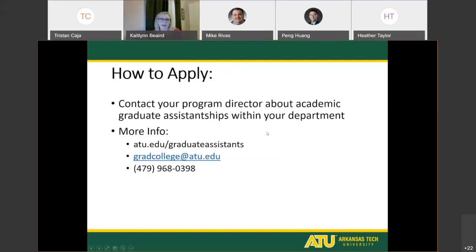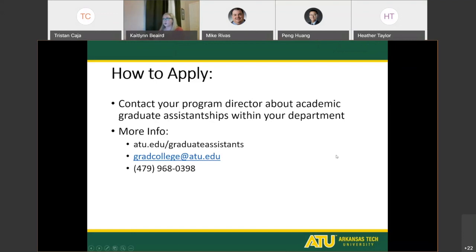So how to apply for graduate assistantships: the best person to learn more about that is your program director. If they have an assistantship coming open in their department or under them, they're going to be your main point of contact. If you need any more information, the graduate college oversees all of that, so you can learn more at that link there, or email or contact the graduate college about that.